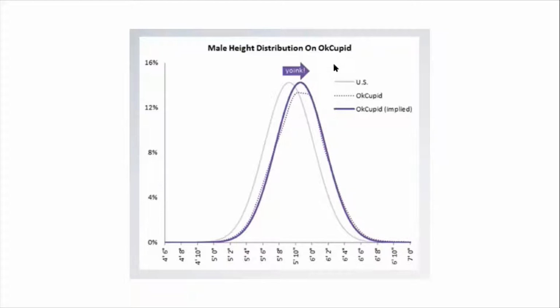So they drew lines. Number one is the solid purple line, the bigger line. This bigger line indicates that these male users are putting their heights on a website. And the faint line indicates the actual US population data. This is hypothetical, because no one really knows what the exact distribution looks like in reality. This is just to demonstrate our point.